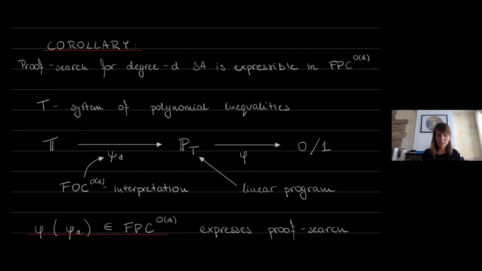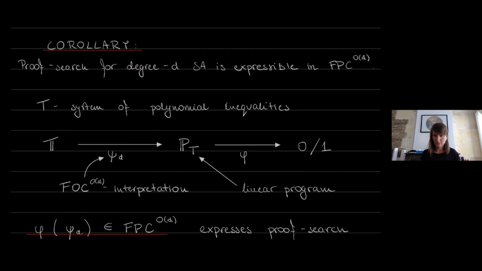Because basically, once we compose the formulas, the number of variables multiplies. So this has a fixed number of variables, and this has a number of variables linear in D. So the formula that we get at the end, which will decide the proof search, will still be linear in D because this will be a multiplication. This is how we get the expressibility of proof search once we know that we can decide the feasibility of linear programs in fixed point logic with counting.